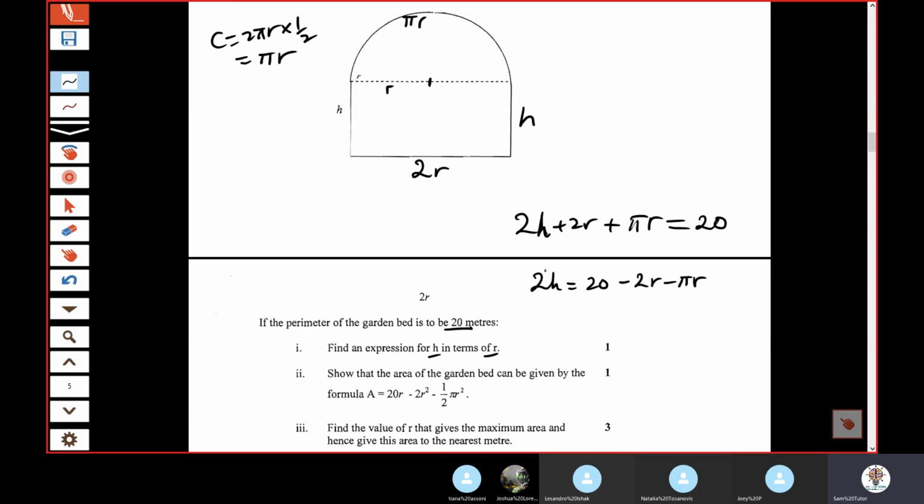Divide everything by 2. Divide by 2, divide by 2, divide by 2. H is 10 take away r, take away pi r on 2. Pi r squared is area.